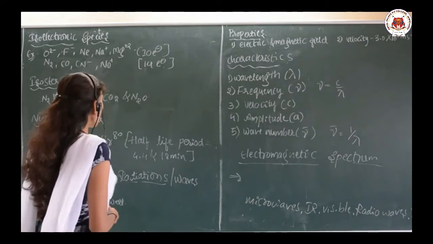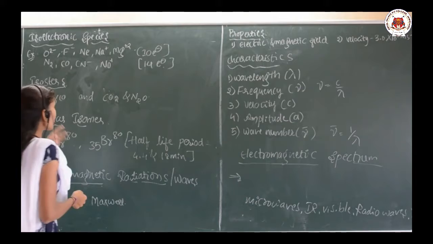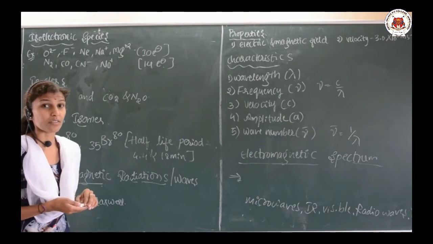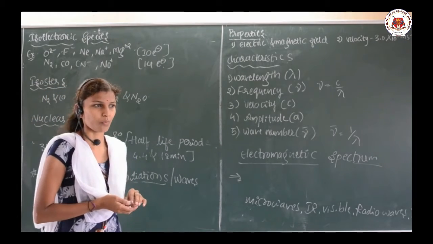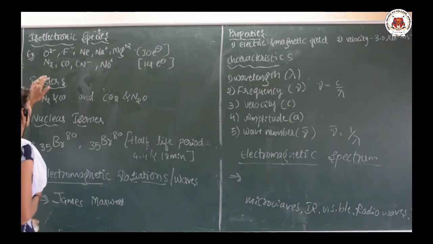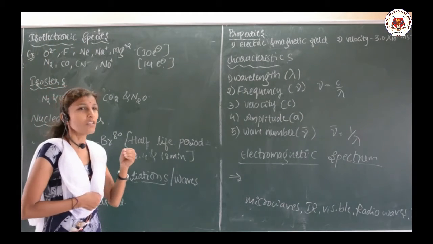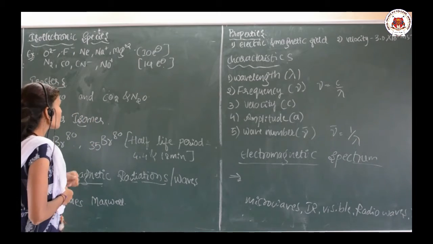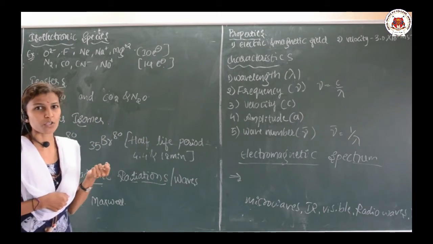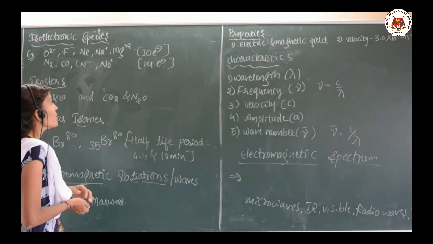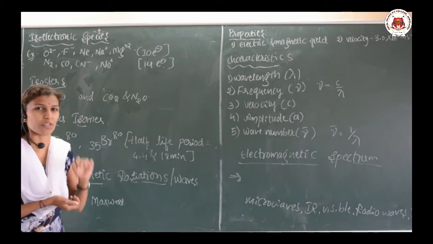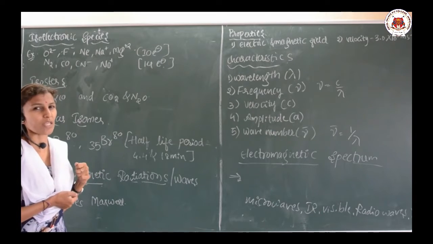Today we are going to discuss some points. In our last class we discussed the definitions of isotopes and isobars, and today we are going for isoelectronic species. Isoelectronic species are the atoms, ions or molecules which have the same number of electrons.